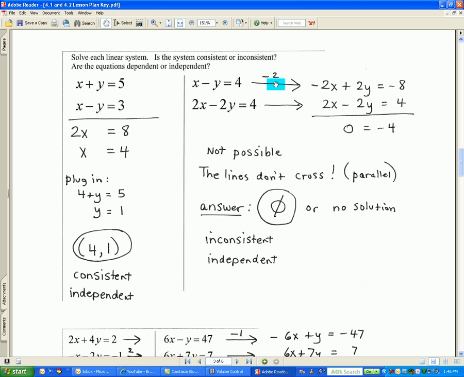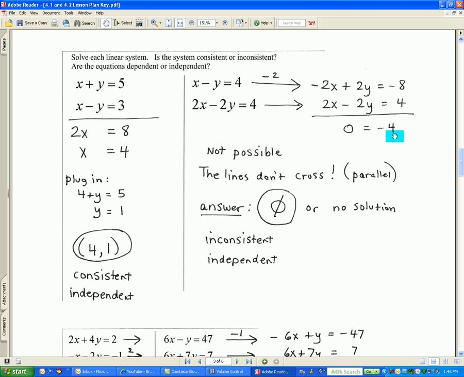When I multiply the top equation by -2, it becomes -2x plus 2y equals -8. When I leave the bottom equation alone, it stays alone, no changes. Now, I was trying to eliminate the x's, but, surprise, I've also eliminated the y's. I wasn't counting on that, but I did.